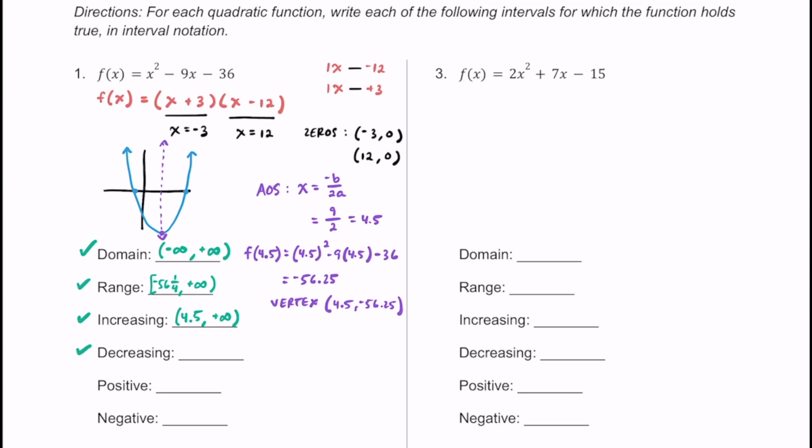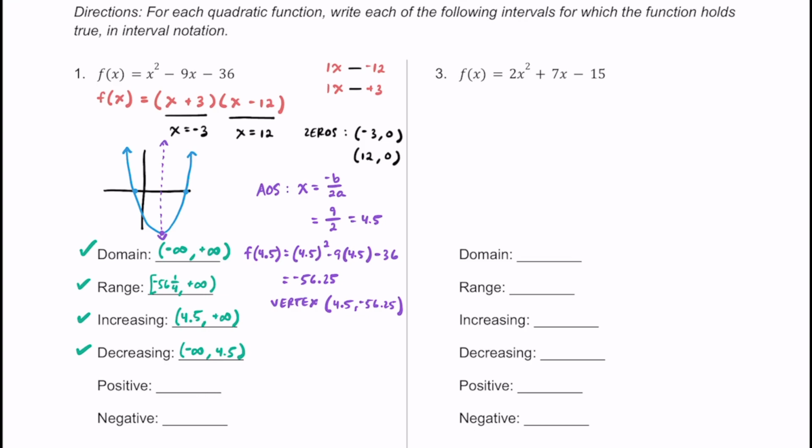Decreasing, well, it was always decreasing, right? It was still going down, down, down forever until we hit that vertex. So if we go to the left forever and we're moving to the right, it's always going to be decreasing all the way up until that 4.5. Okay, and it's going to be decreasing until you get to that 4.5. That's when it starts increasing. All right.